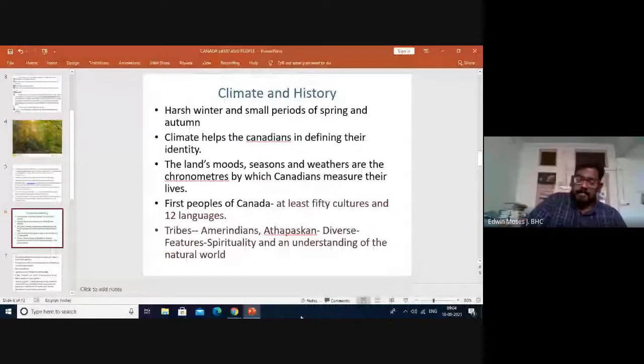So, in detail, a little more information on the climate and history of Canada. Harsh winter, long periods of winter, small periods of spring and autumn. So climate helps the Canadians in defining their identity, right? You have to understand how it affects their everyday life. So the land's moves, seasons, and weathers are chronometers by which Canadians measure their lives.